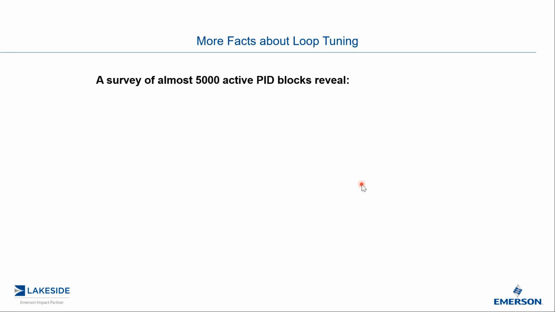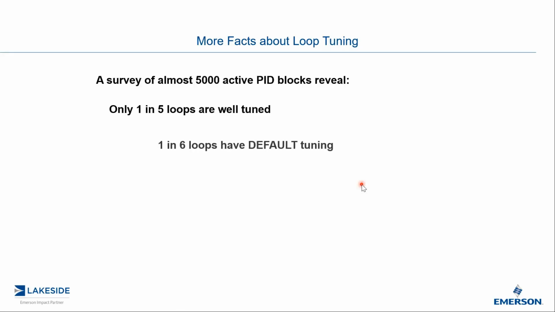Now I've developed what I call the Lakeside Tuning Index, and I've been analyzing the tuning parameters, amongst other things, of almost 5,000 PID blocks. One of the things I noticed is that only 1 in 5 are well tuned. What does that mean? It means that they fall within good practice for that type of loop. Be it a flow loop, I know what the tuning should be. If it's a level loop, I know what the tuning should be, and so forth.